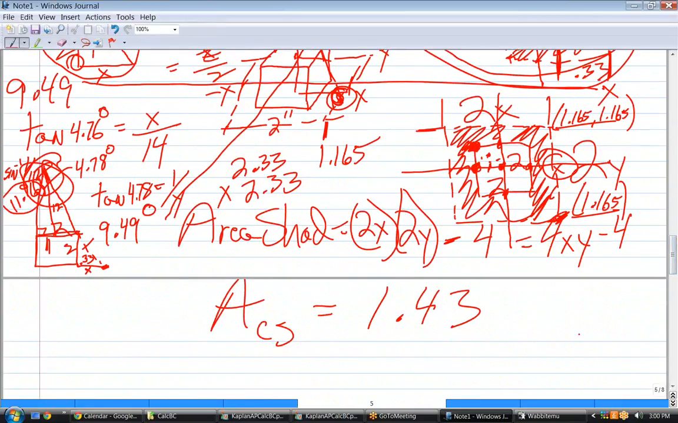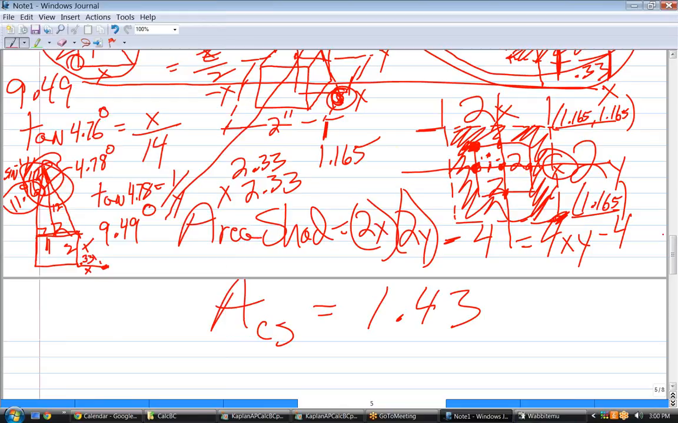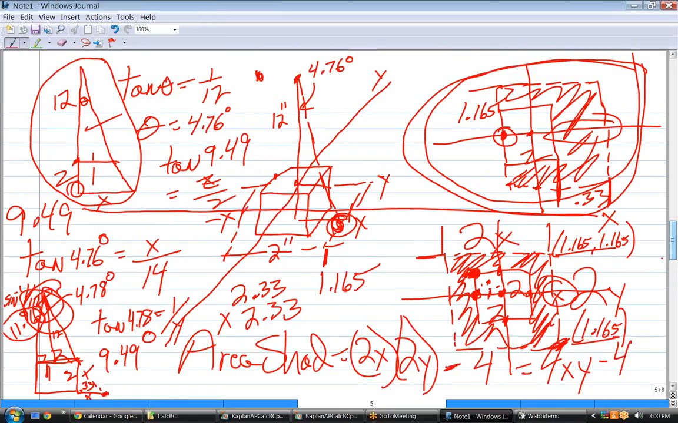1.43. Same number. In other words, I rounded it off. And I rounded this one off also. That rounds off to 1.43. Interesting. So moving the flashlight from above the center of the cube to the left center of the cube produces the same size shadow.